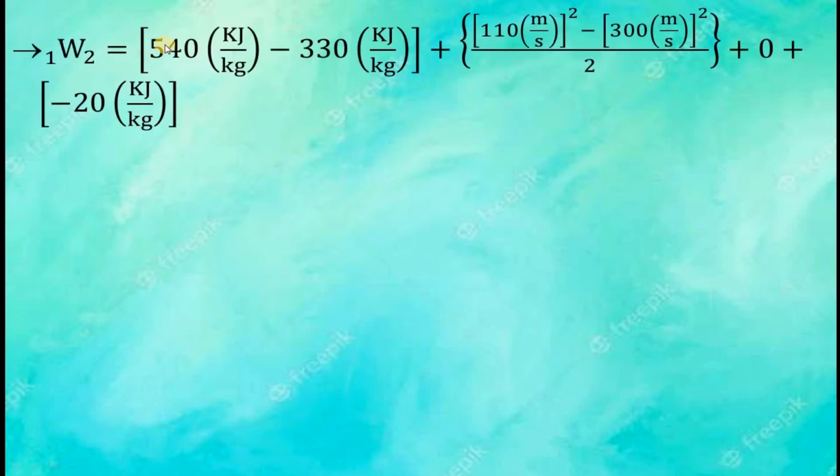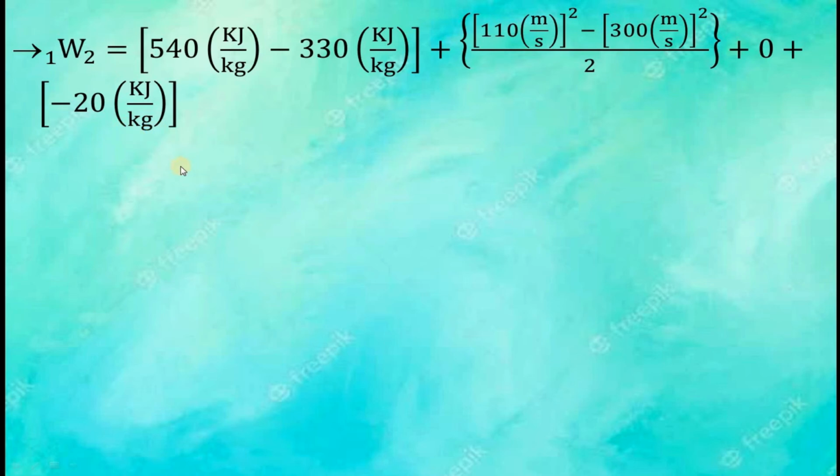1W2 is equal to 540 kilojoule per kg minus 330 kilojoule per kg plus (110 meter per second whole square minus 300 meter per second whole square) whole divided by 2 plus 0 plus of minus 20 kilojoule per kg. In this RHS, 540 kilojoule per kg minus 330 kilojoule per kg is 210 kilojoule per kg, and 110 meter per second whole square is 12,100 meter per second whole square. 300 meter per second whole square is 90,000 meter per second whole square, and plus of minus 20 kilojoule per kg is minus 20 kilojoule per kg.